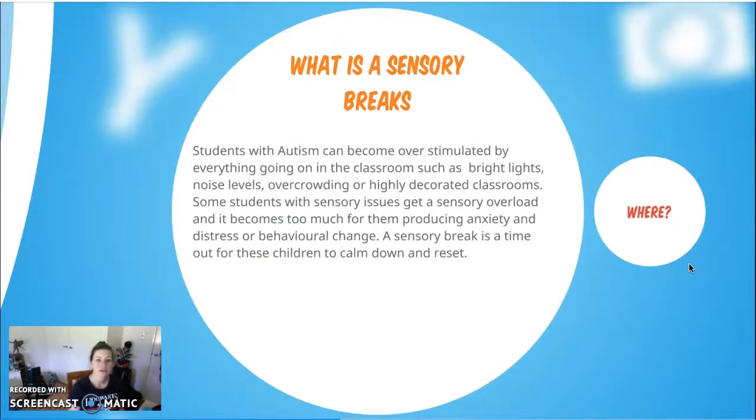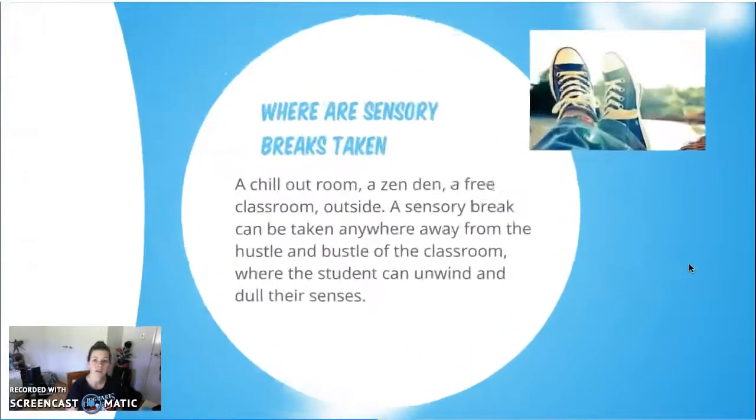Sensory breaks. Students with autism can become overstimulated by everything going on in the classroom, such as bright lights, noise levels, overcrowding, or highly decorated rooms. Some students with sensory issues get a sensory overload, and it becomes too much for them, producing anxiety and distress or behavioural change. A sensory break is a time out for these children to calm down and reset.